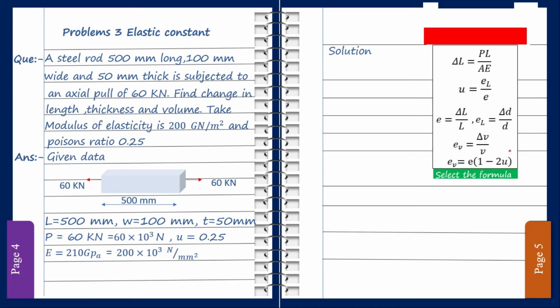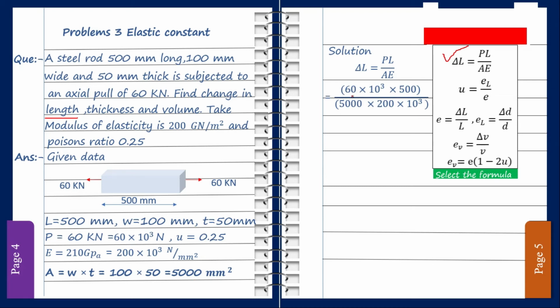These are the set of formulas available with me to find the change in length. So the formula is delta L is equal to PL upon AE. So I am selecting that formula, delta L is equal to PL upon AE. P, L and E are known to me. Only the parameter area is remaining. So area is nothing but width into thickness, 100 into 50, that is 5000 mm square. Just put this value in this equation. P is 60 into 10 raised to power 3. Then area and E values are known to me. Just do the calculation. I get delta L is equal to 0.03 mm.